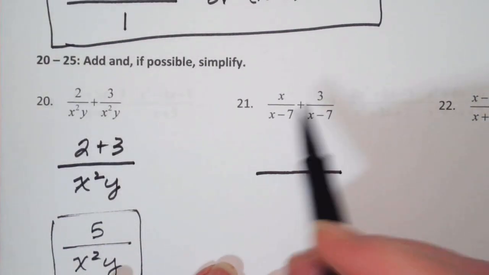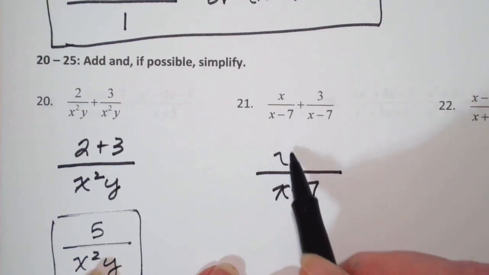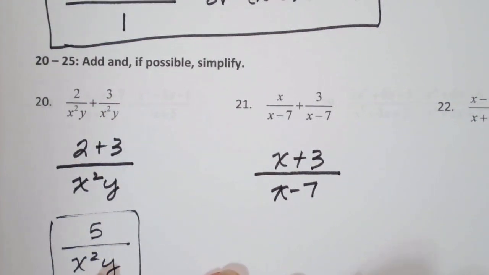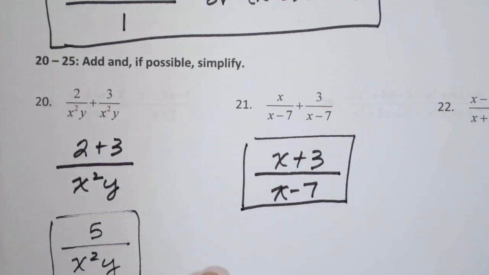Again, I have a common denominator of x minus 7. So now I just add the numerators, x plus 3. Both of those are prime factors. They can't be simplified, so I'm done.